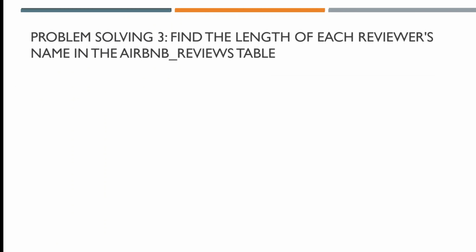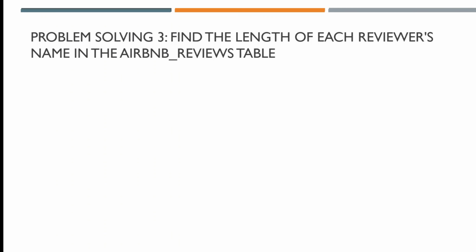Problem solving number 3 is to find the length of each reviewer name in the Airbnb reviewer table. Now we are looking at the reviewer table. You've been looking at the listing table. Now I want to look at the reviewer table to find the length of each reviewer's name in the Airbnb reviewer table. We want to know how long their names are.